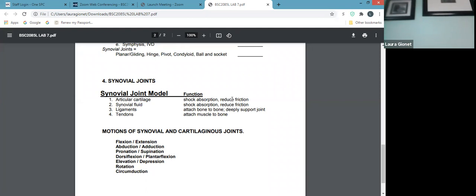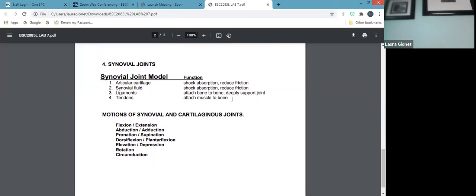Okay, then we have motions of synovial and cartilaginous joints. And I think these are good to recognize what kind of motion might occur there. But we have flexion and extension. So flexion means decreasing the angle of a joint, and extension means increasing the angle of a joint. Think about just flexing your elbow and extending your elbow.